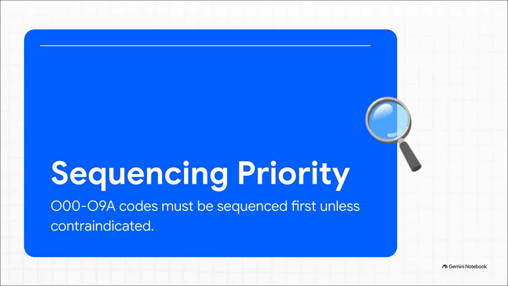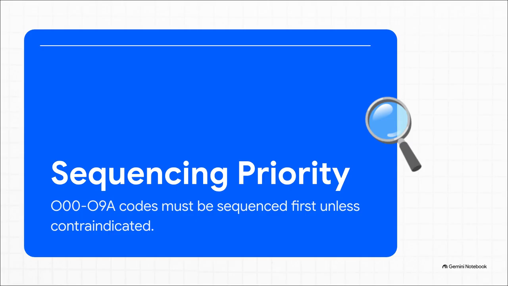Okay, so here is the golden rule of Chapter 15, sequencing priority. O00 through O9A codes take absolute precedence. They've got to be sequenced first on your chart unless there is a very specific contraindication. Sequencing this first tells the immediate story. The patient is pregnant, delivering, or postpartum, and that completely dictates the context of their care.